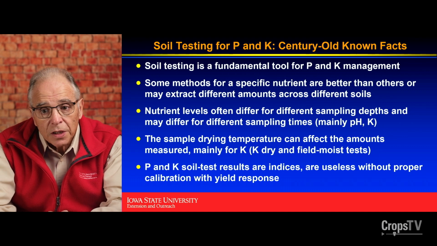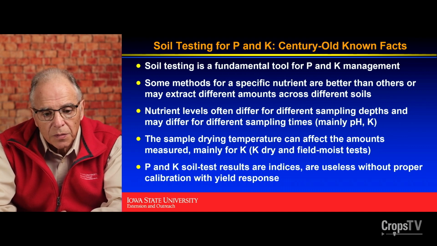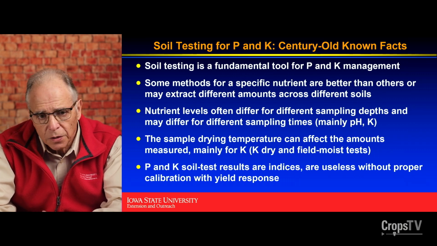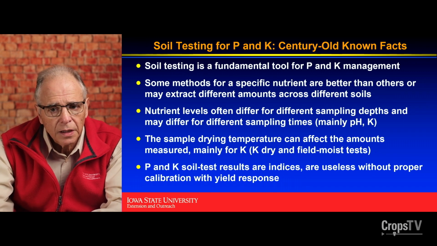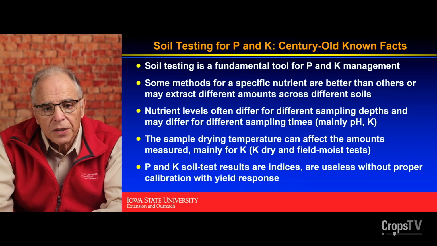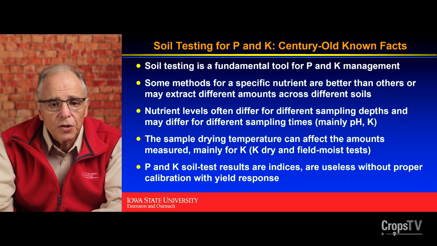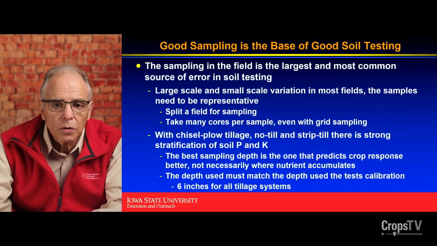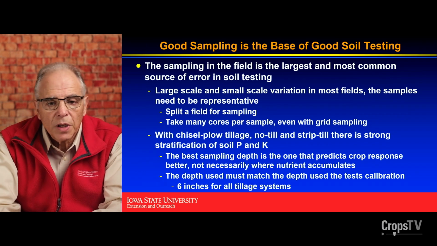And then another important thing is that P&K soil test results are indices, okay? They are useless without proper calibration with yield response. Some people try to take a soil test result and transform it to pounds per acre of P2O5 or K2O. That doesn't make sense, okay? There has to be this yardstick, this calibration, in order to understand the meaning of those ppm that we measure.